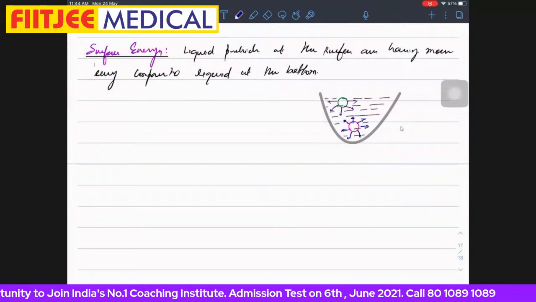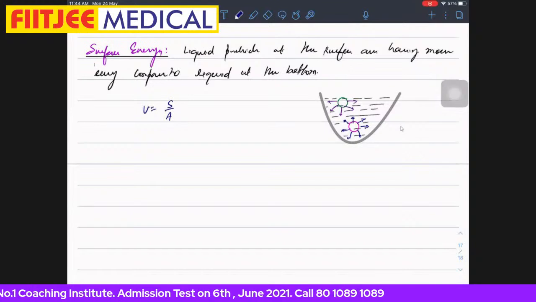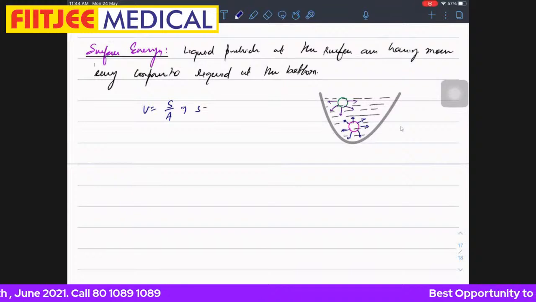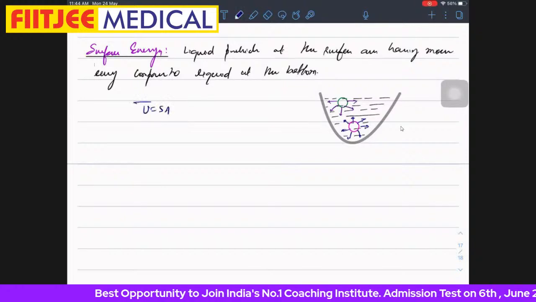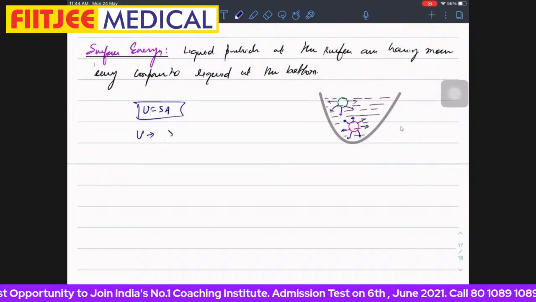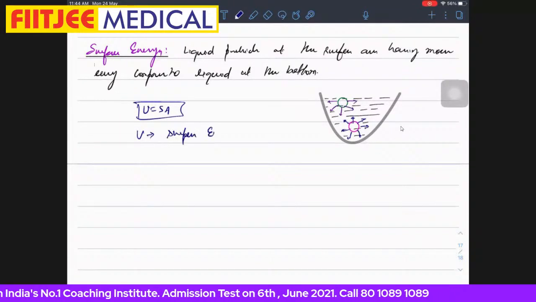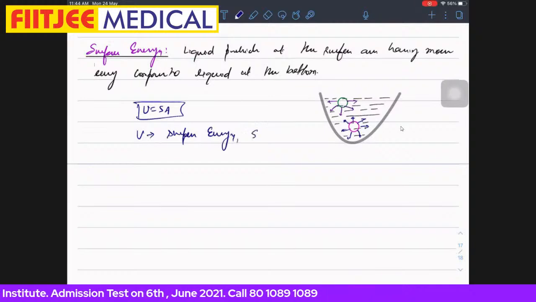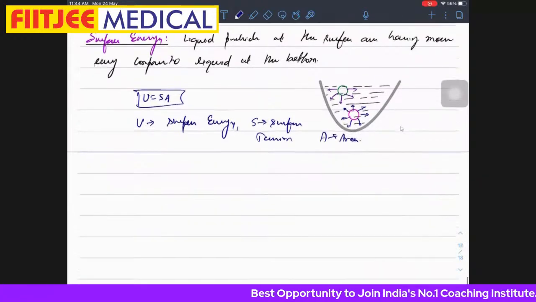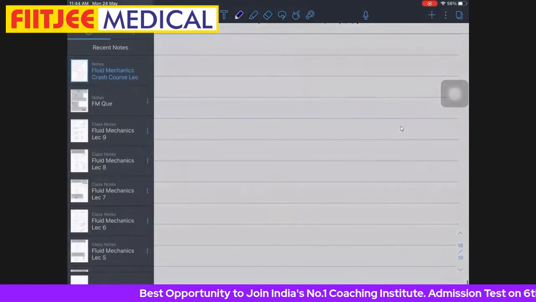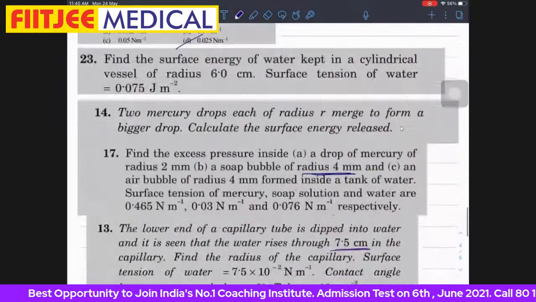So surface energy is defined as surface tension per unit area. Wait, not that. We define surface energy as U equals S into A. What is U here? Surface energy. S is surface tension and A is area. So let's do a few problems based on this also.